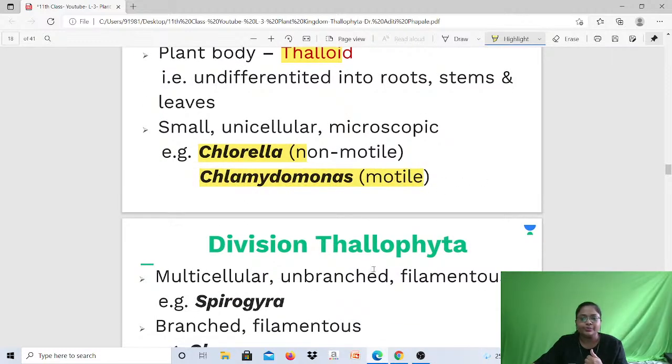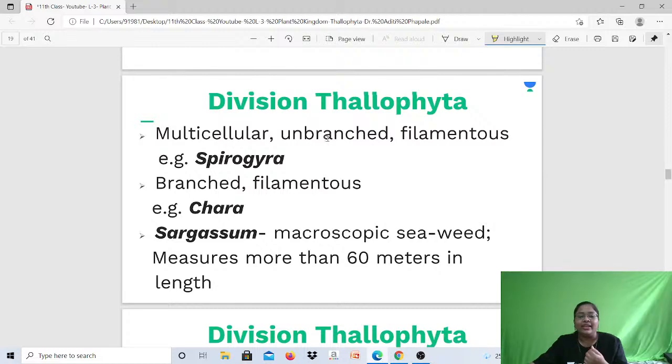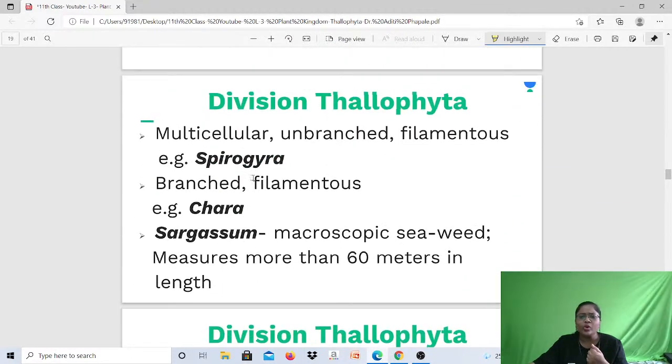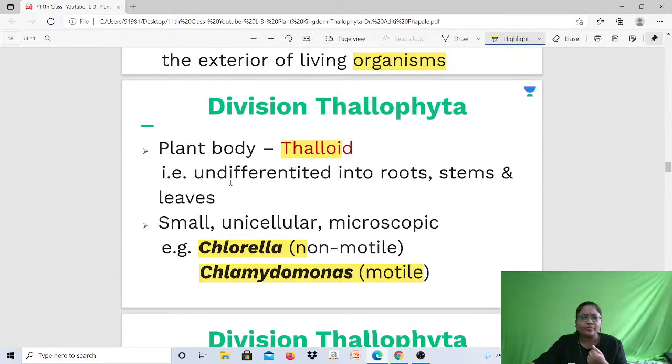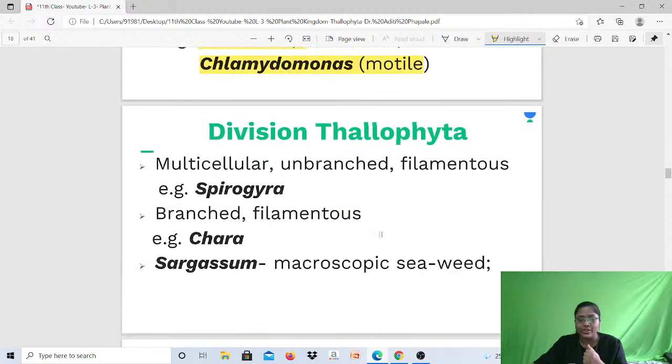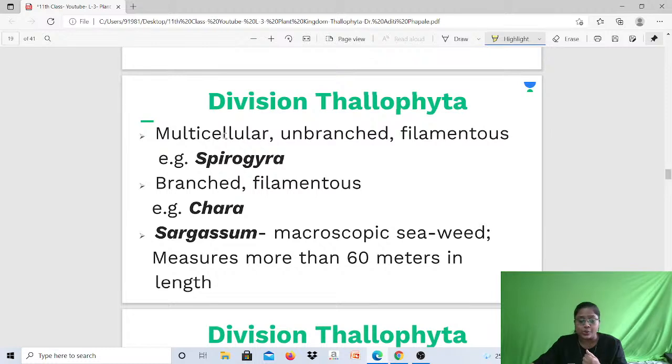Chalo. Again, some of them, they are multicellular. तो दोनों भी ये देखो, थैलोफाइट्स में small unicellular microscopic organisms are also seen. एग्जांपल्स याद रखना: क्लोरेला which are non-motile and क्लैमिडोमोनास which are motile. क्लैमिडोमोनास is also known as green algae. They are motile, they can move from one place to another. Then there are multicellular as well.